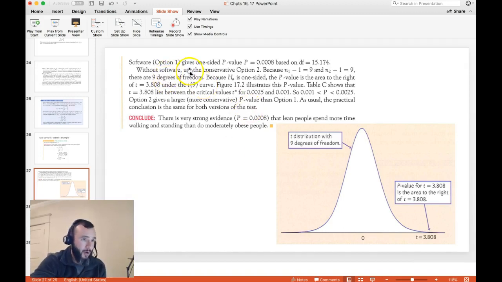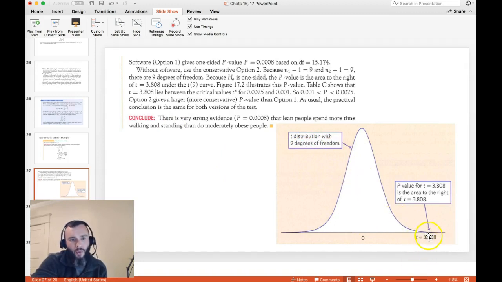So without software, we use the conservative option 2, because n1 minus 1 is 9 and n2 minus 1 is 9. There are 9 degrees of freedom. We don't have to choose the smaller of the two because they're the same size. But because the alternative hypothesis is one-sided, the p-value is the area to the right of that t-value that we just found. So here's what we've got with the t distribution with 9 degrees of freedom.